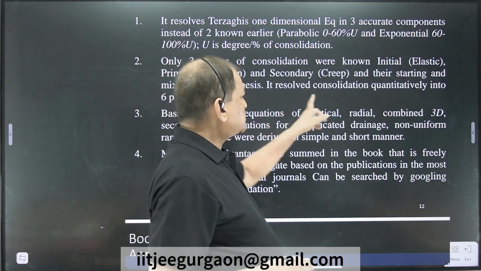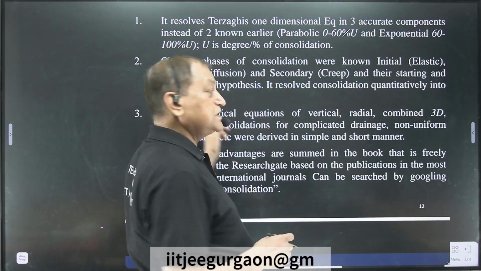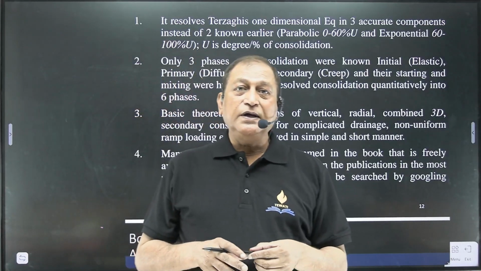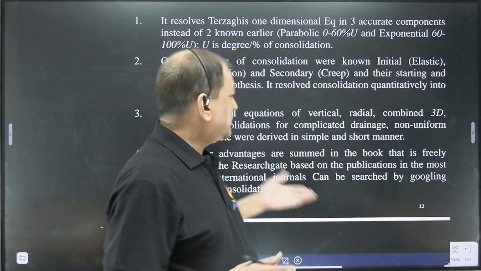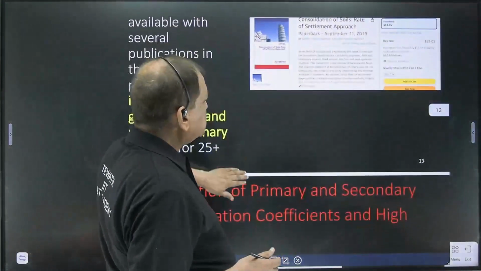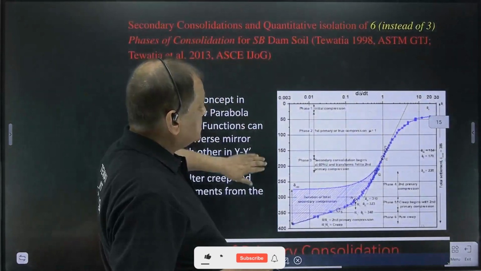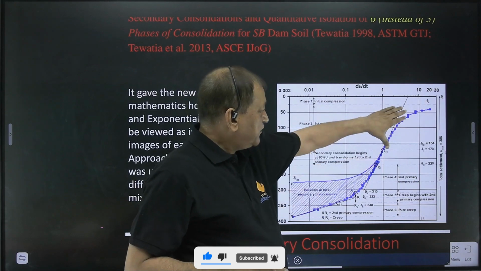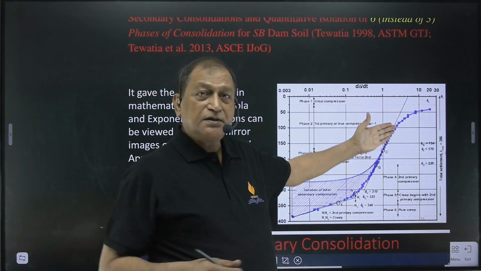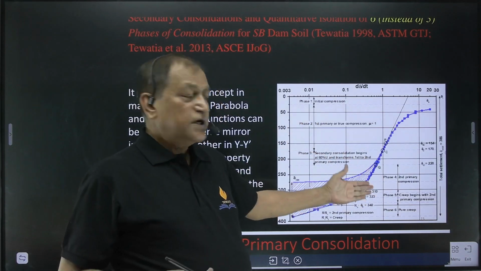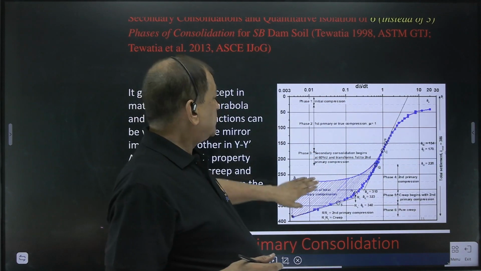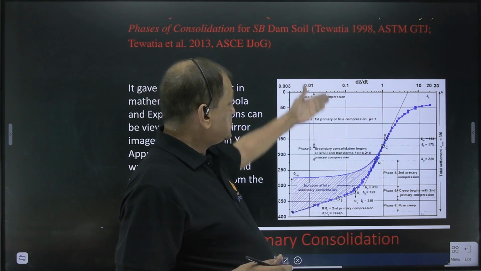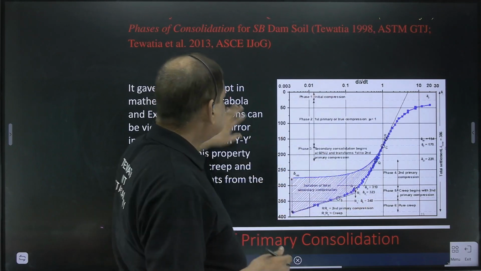Another is it resolved consolidation quantitatively into 6 phases. Earlier it was resolved in 3 phases, that too not quantitatively, approximately. People guessed, okay, yes, after this it may be a creep, somewhere here it starts creep, but exact quantitative isolation was not given by anyone earlier. Here it divided into 6 parts. So this is high resolution.